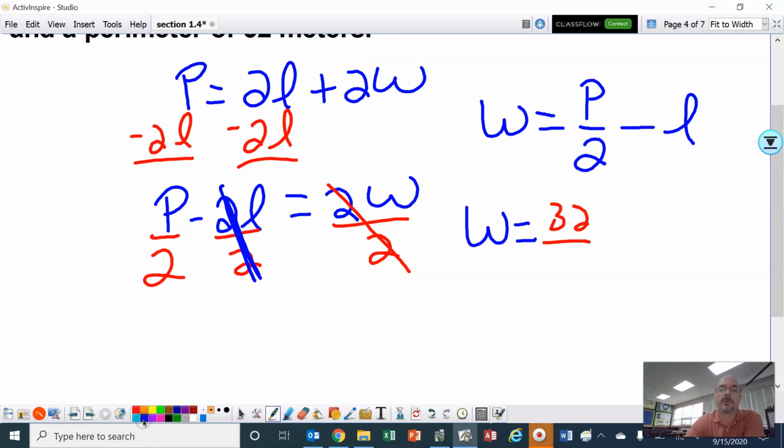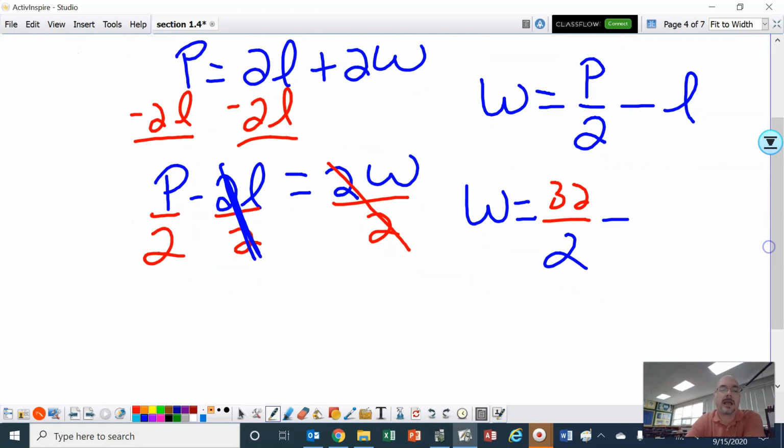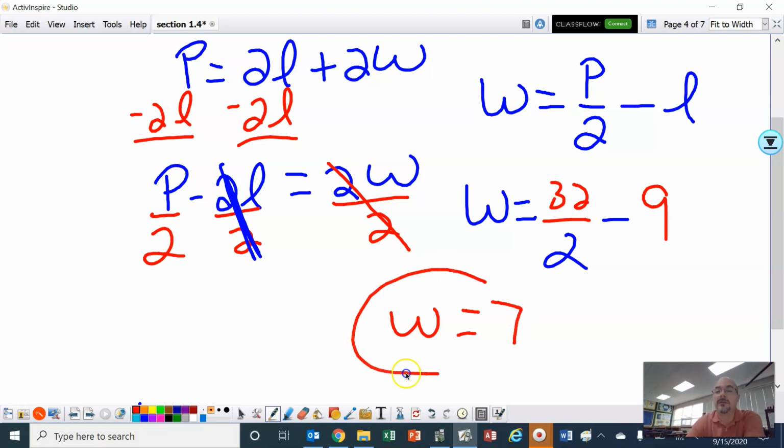So 32 divided by 2 minus the length, and now the length it says is 9, so I'm going to subtract 9. Okay, use your calculator if you need to, but 32 divided by 2 is 16. 16 minus 9 is 7, so the width is 7. All right, let's keep going.